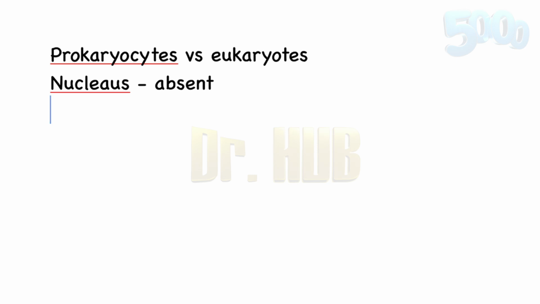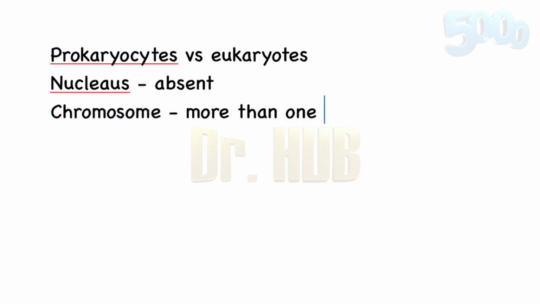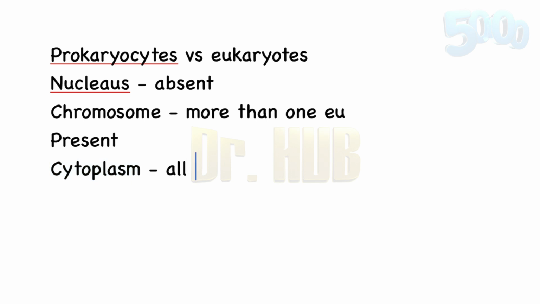Then chromosomes: present more than one. This is in case of the eukaryotes. And mitotic division is also present in case of the eukaryotes. The cytoplasm, all the features that we're going to mention are all present in case of the eukaryotes. That is the cytoplasmic streaming, the pinocytosis, the mitochondria, lysosomes, the Golgi apparatus, as well as the endoplasmic reticulum.